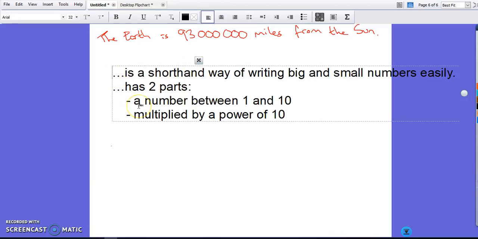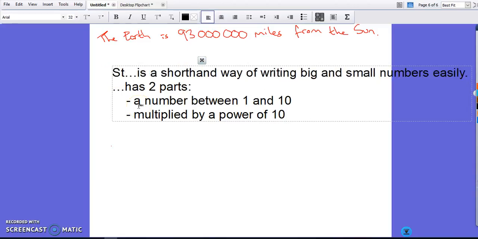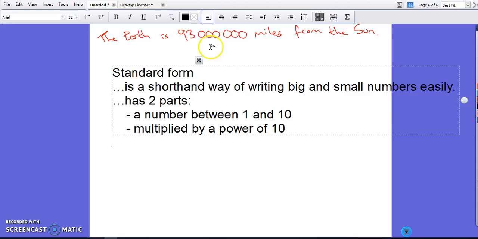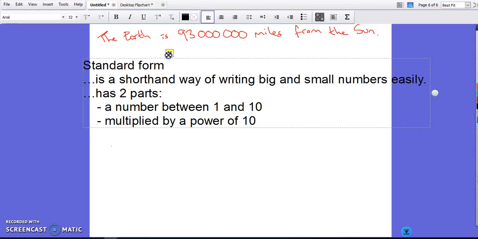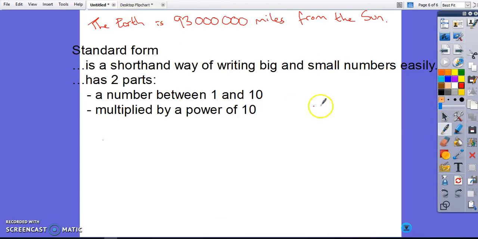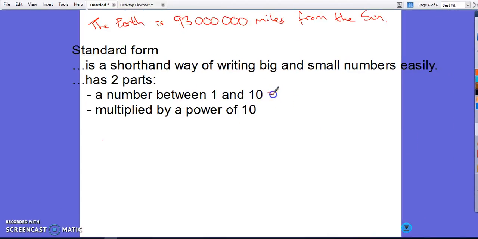So, here we go. Standard form is a shorthand way of writing big and small numbers easily. And standard form always has two parts. Here we have the part. Let me draw it with the pen. That'll be easier. This part is normally known as A, and this part is normally known as 10 to the power of K.